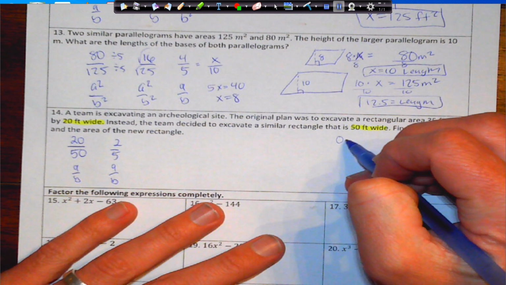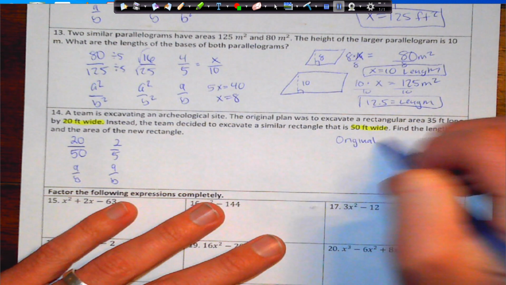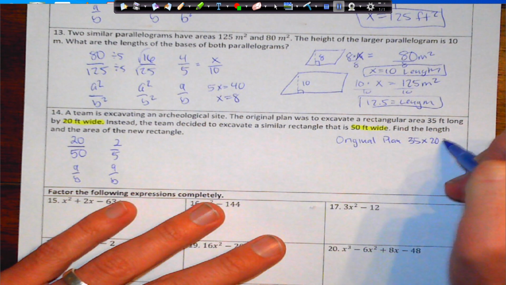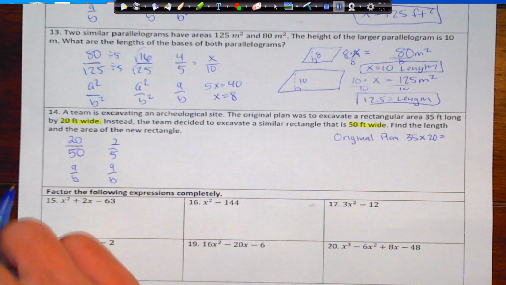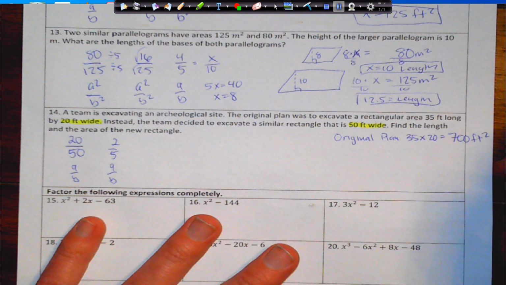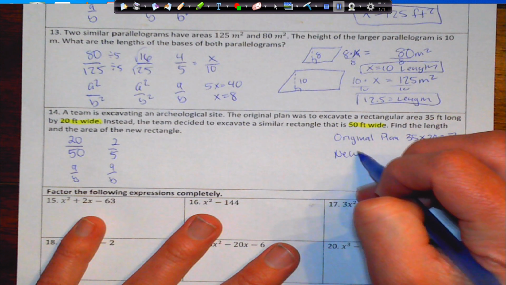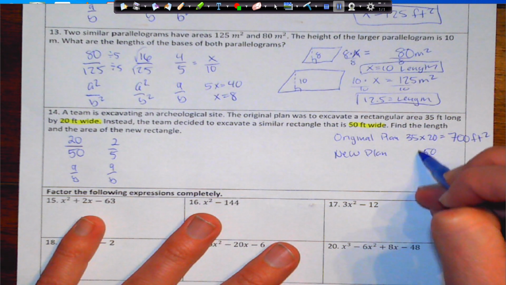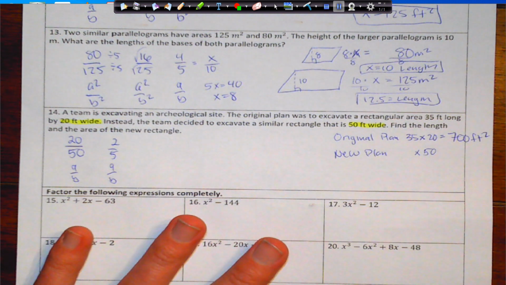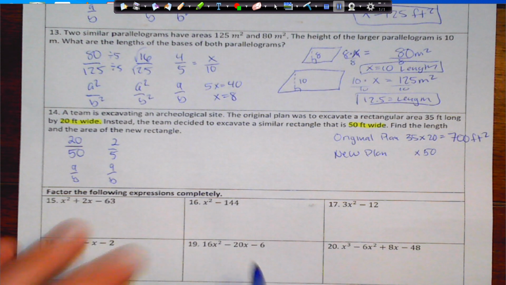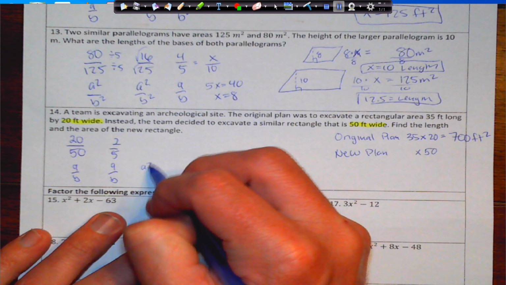So we have 2 rectangles. So we have the original plan, which is going to be 35 times 20. So the area of the original is 35 times 20, which is going to be 700 square feet. And then we want the new plan. Okay, well the new plan, instead of 20, it's going to be 50, but we have to find the other one. Okay, so the easiest way to do this is to actually go ahead and use our scale factors.